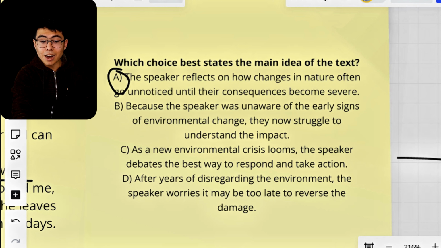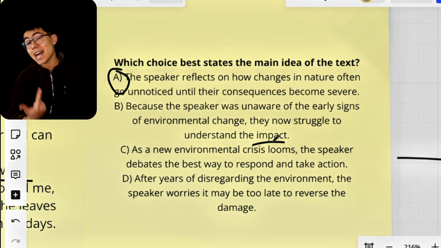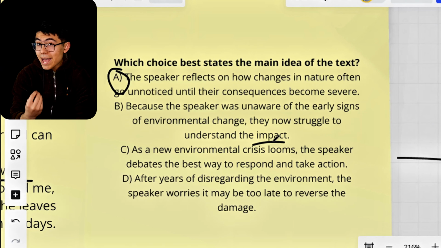Choice B. Because the speaker was unaware of the early signs of environmental change, they now struggle to understand the impact. I guess it's too specific for this main idea question, and the speaker regrets not noticing the signs, but the passage doesn't say they struggle to understand the impact now. So that's why B is wrong.